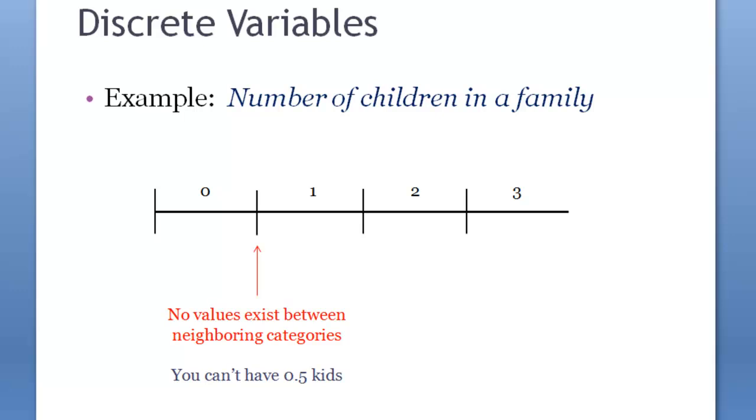For example, the number of children in a family is also a discrete variable. You can have 1, you can have 2 children, you can have 3, 4, 5, but you can't have 1.5 children in a family. That's not possible. So this is a more general and robust example, but number of children in a family is a discrete variable.